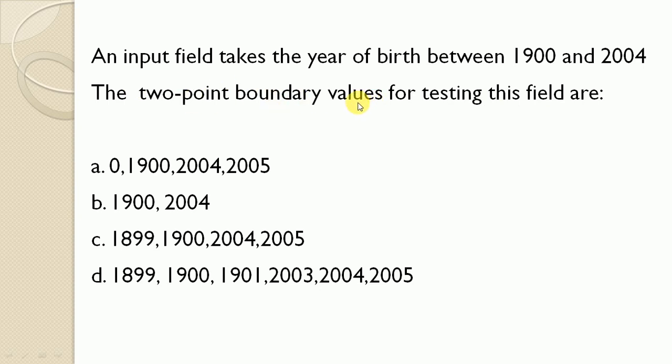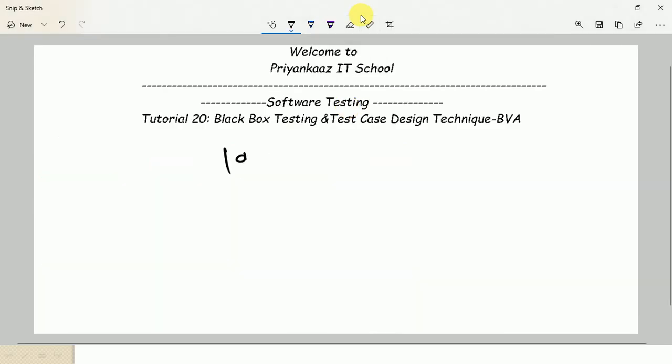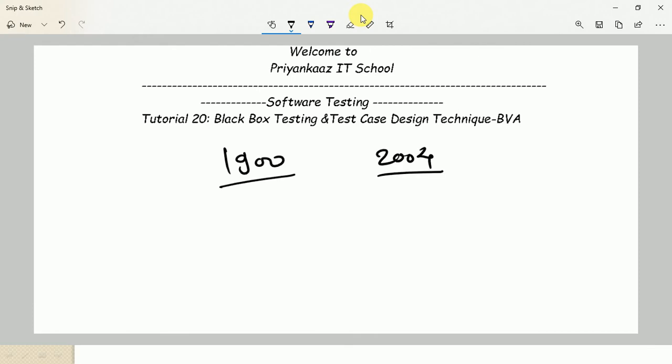Then guys, just think, if you have this kind of range, again the range is given like this one, this is a year. So if you have a range, then you need to concentrate on 2-point boundary value analysis. That means this is a min and this is a max. So max plus 1 and min minus 1. If I consider min minus 1, definitely 1899 will be the answer, and max plus 1, I will say 2005.